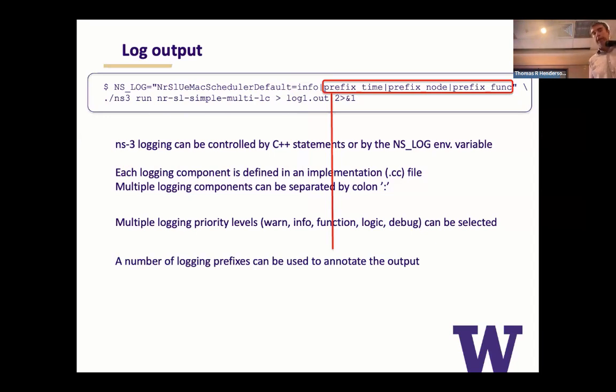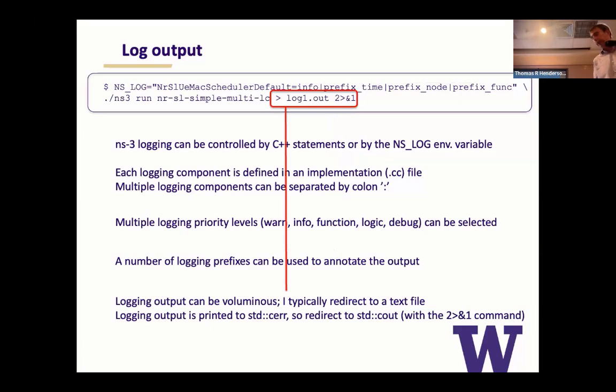There are a number of logging prefixes that can be used to annotate the output. I'd like a timestamp, an indication of which node it corresponds to, and the function where that statement was executed. So you can tailor this as well.